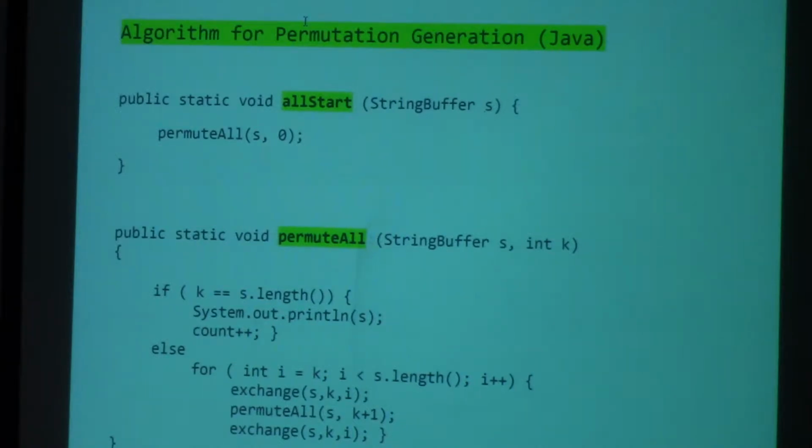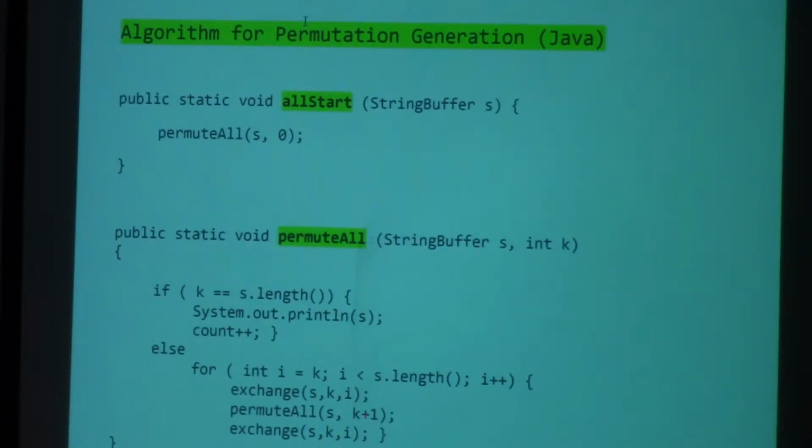K is equal to 1. We're going to loop. I is equal to K. What's that value? K is equal to 1, I is equal to 1. How many iterations? 1 and 2, so 2 iterations. We'll exchange what with what? 1 with 1.